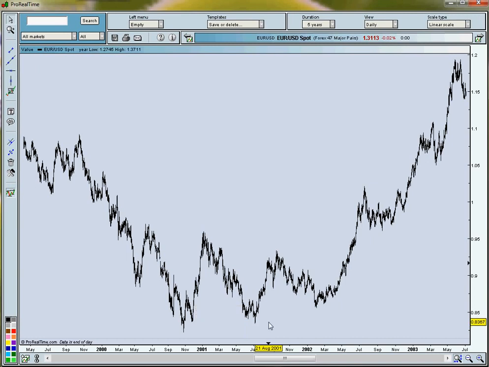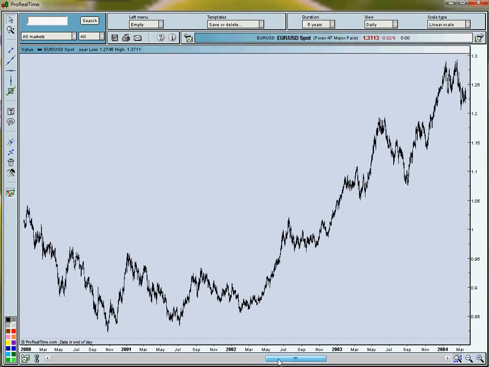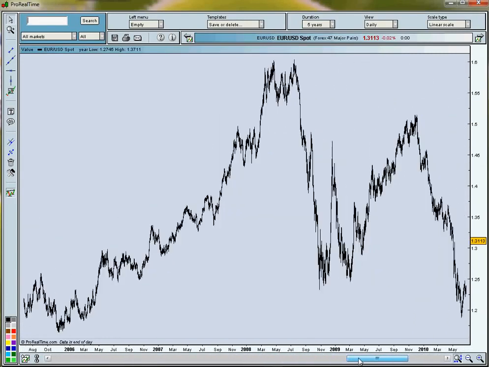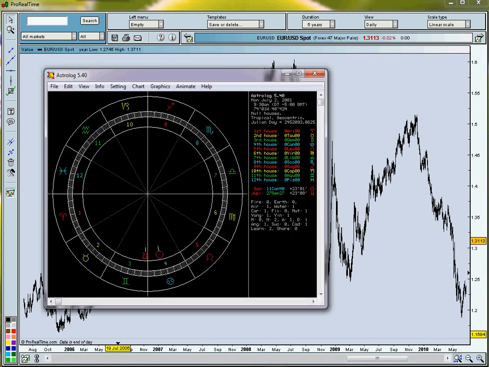So now that we know that the sun did very well as being a trigger for the Jupiter opposition, we can go ahead and move the price chart up here to the big high that happened in 2008, and then advance Astrolog up to that point.